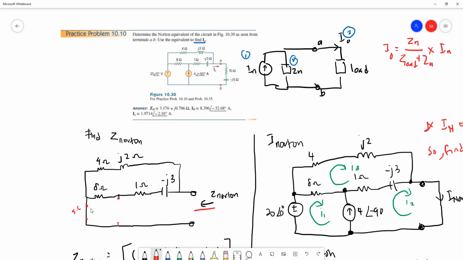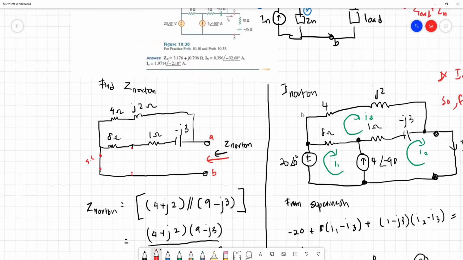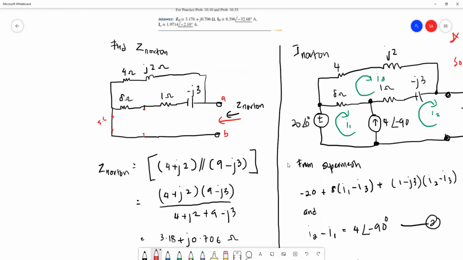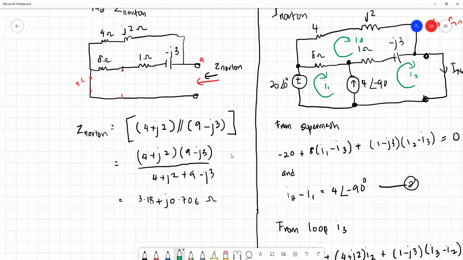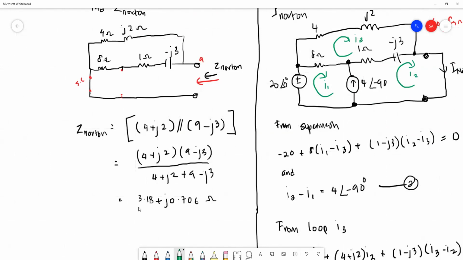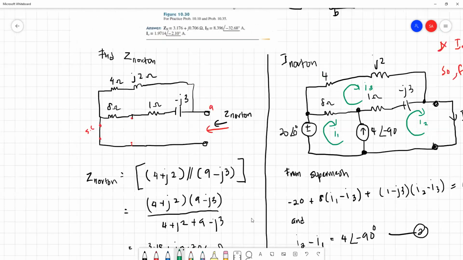Then you need to calculate what Z Norton is, seen from this terminal AB. From terminal AB, this branch and this branch are parallel. So I can write down 4 plus J2 parallel with 9 minus J3, 8 plus 1. Finally I calculate my Z Norton as equal to this value, which is the same as the answer.